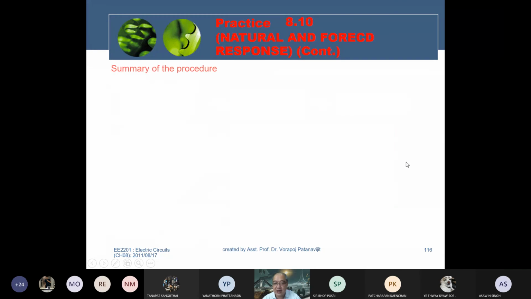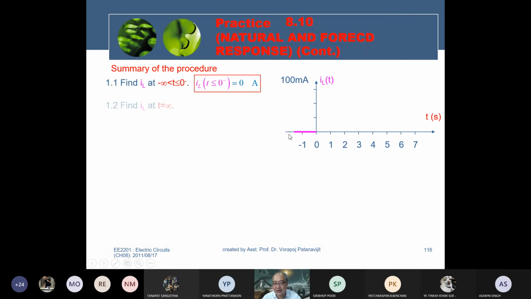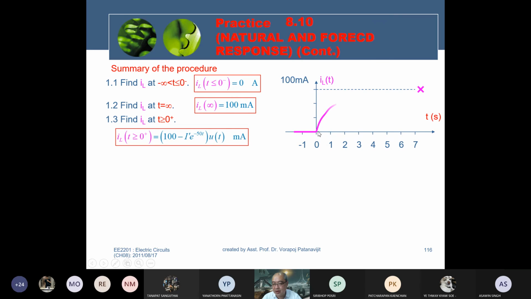Now, from the overall point of view, what happened? For time less than 0, no source is activated yet, therefore the current is 0. It makes sense, no source. At time infinity, the source is already activated, and the current at time infinity will reach 0.1 amp, or 100 milliamps. For time greater than 0, the current tries to increase, but it cannot increase suddenly. It increases gradually, step by step.